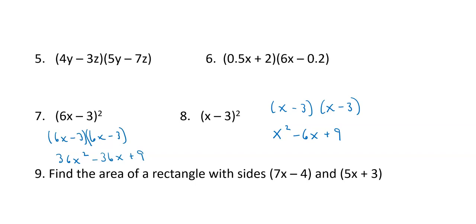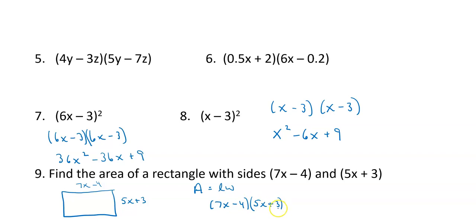All right, notice the last one just says find the area of a rectangle with those two sides. So one side of my rectangle is 7x minus 4. The other side is 5x plus 3. Area of a rectangle is length times width. So it's 7x minus 4 times 5x plus 3. And then we can FOIL it out.